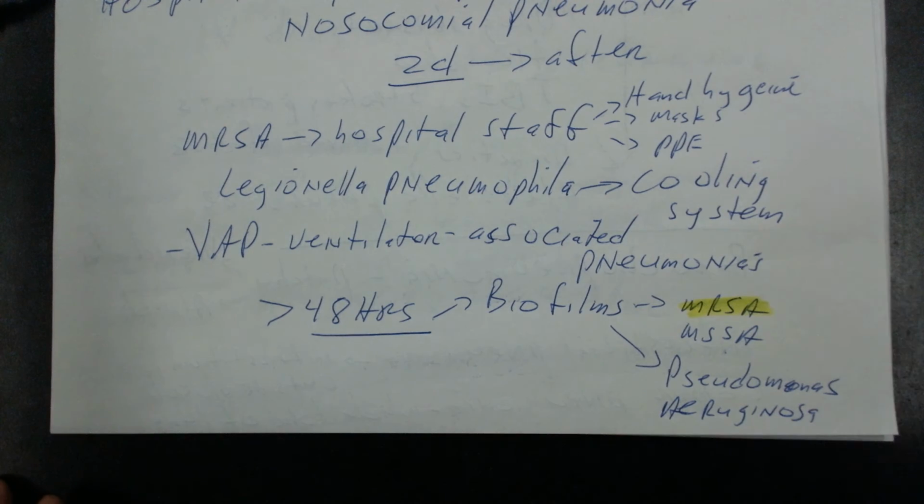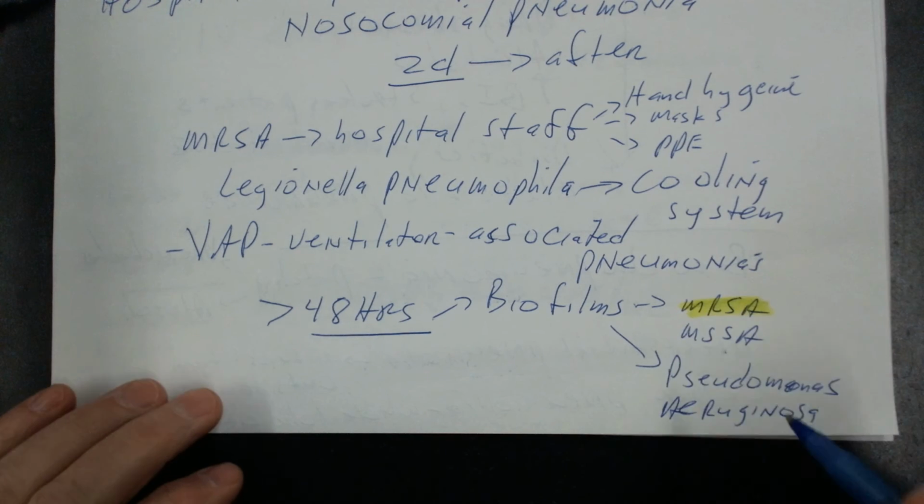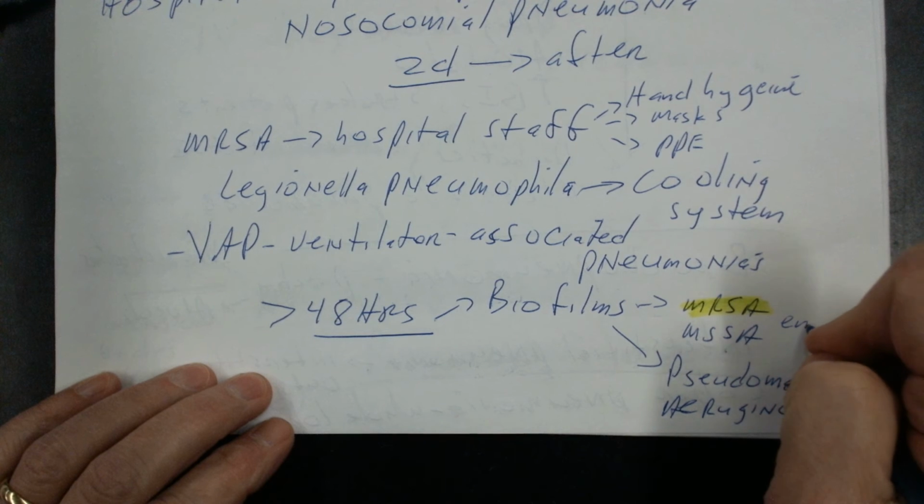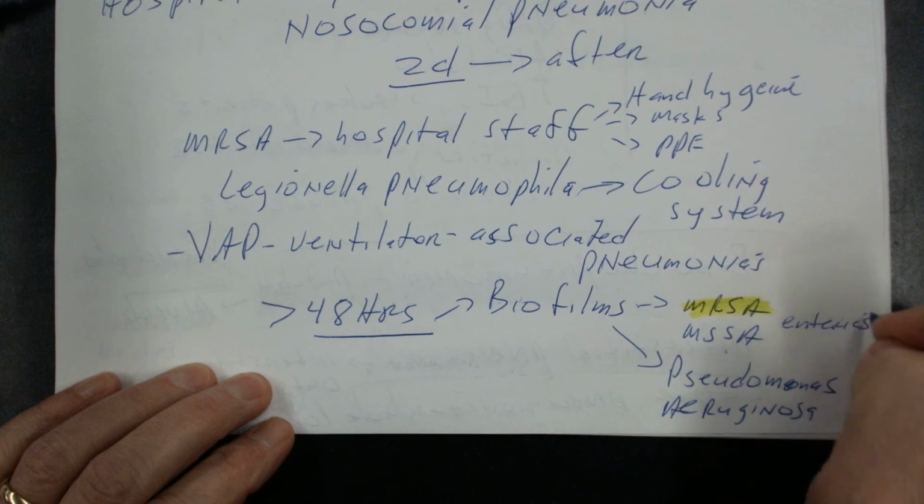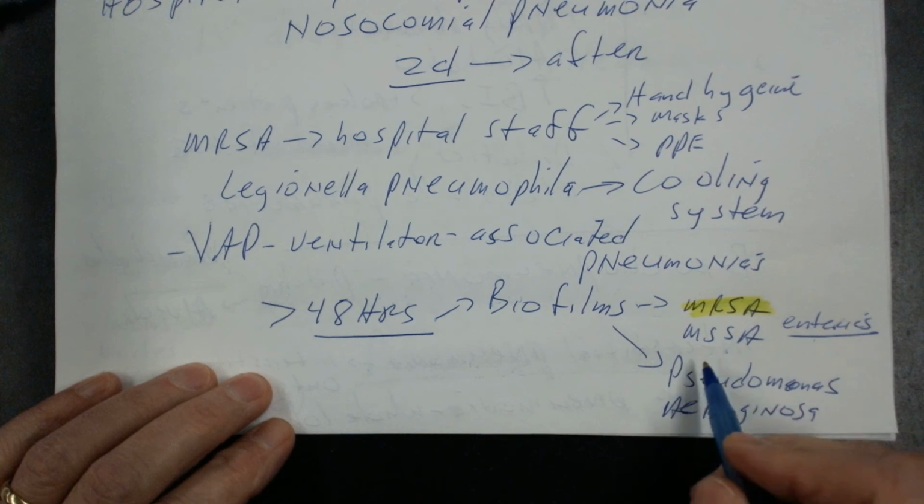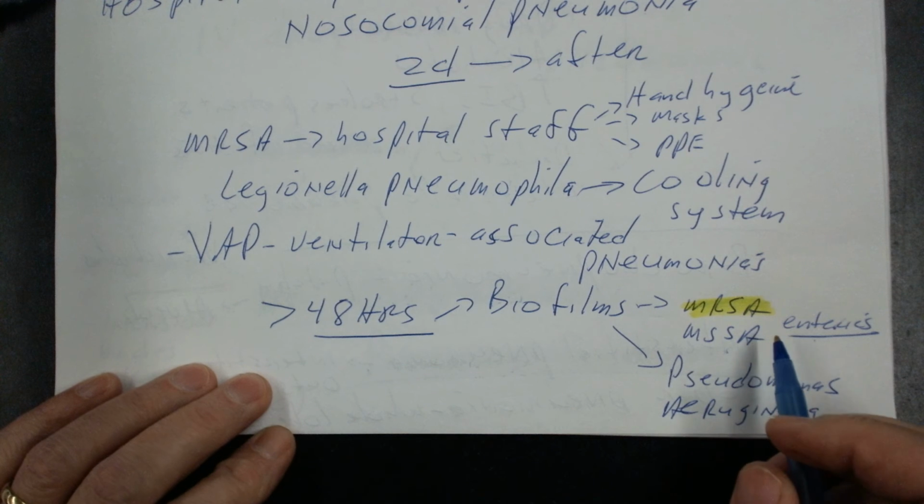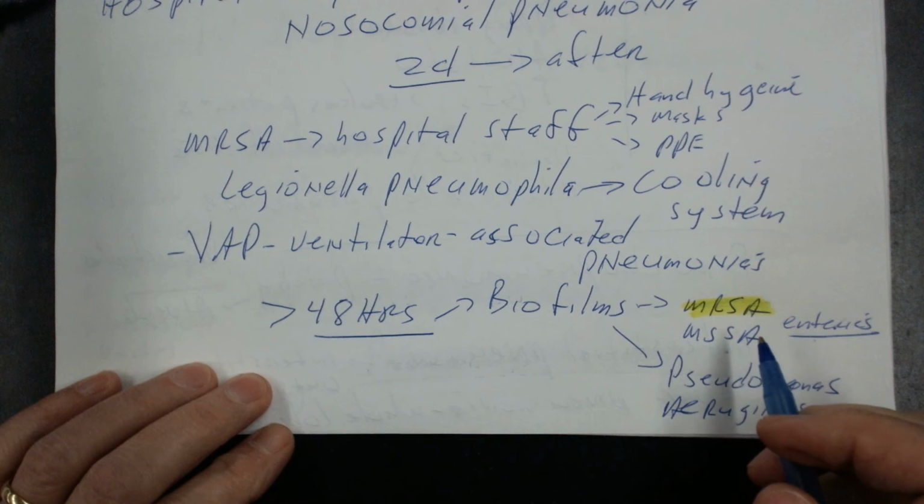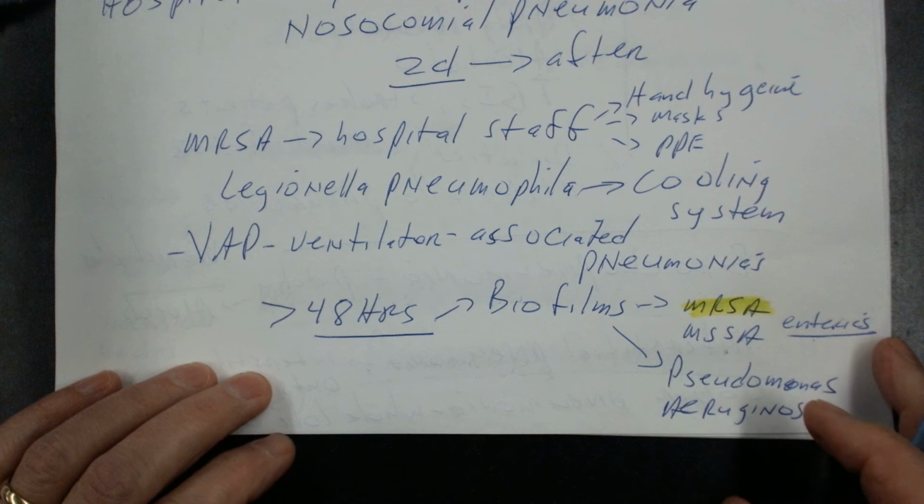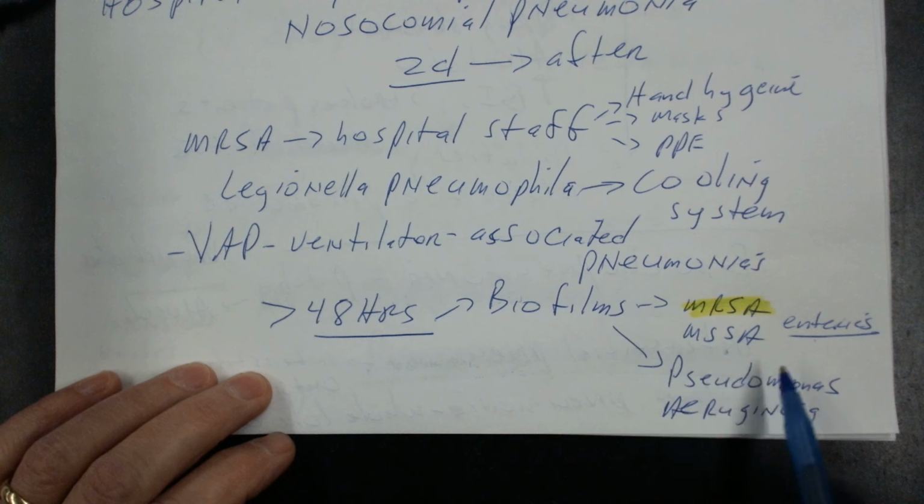Also, sometimes you can have enterics occasionally, or Staphylococcus epidermidis, which can also form biofilms on trach tubes, and then Pseudomonas aeruginosa.